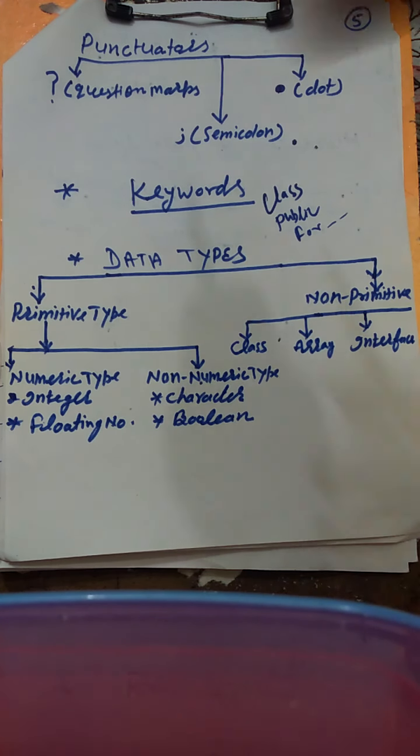Now we will discuss punctuators. What are punctuators? Punctuators are the punctuation signs used as special characters in Java. Some of the punctuators are the question mark, semicolon, and dot. What is the function of the question mark? It represents the action to be taken when the given condition is true.